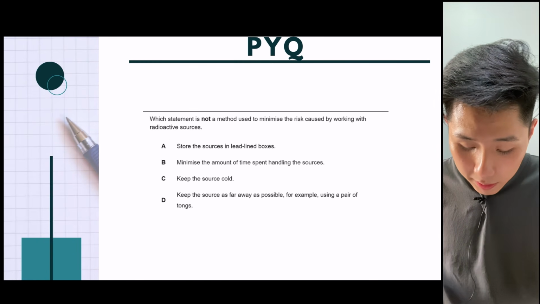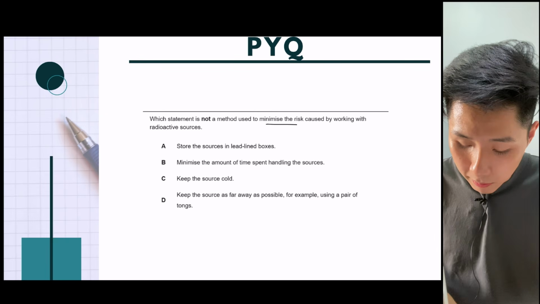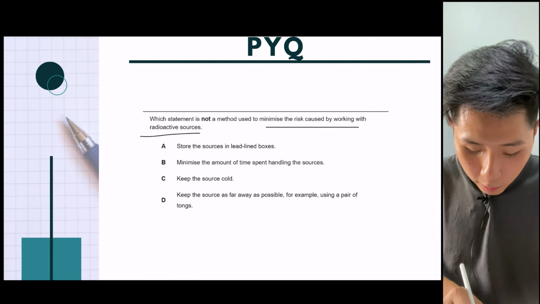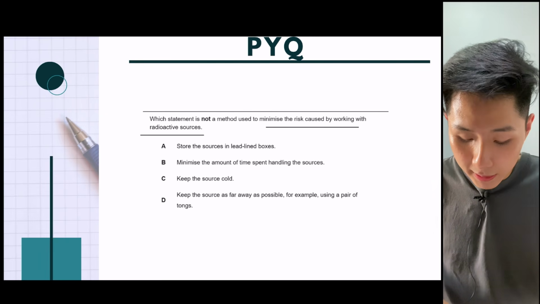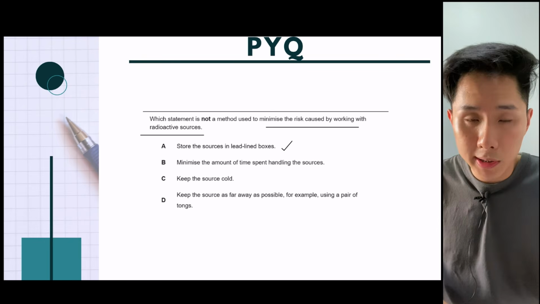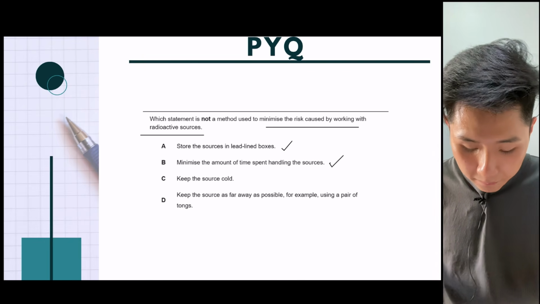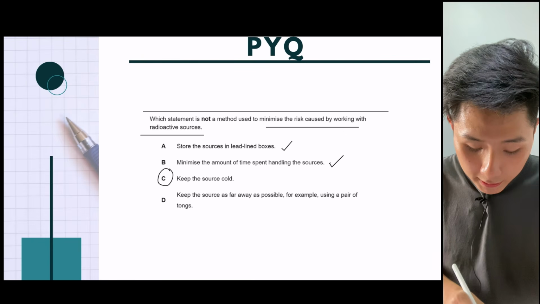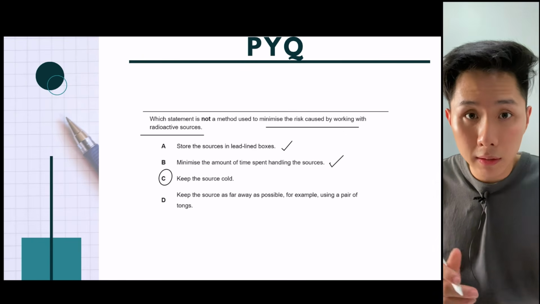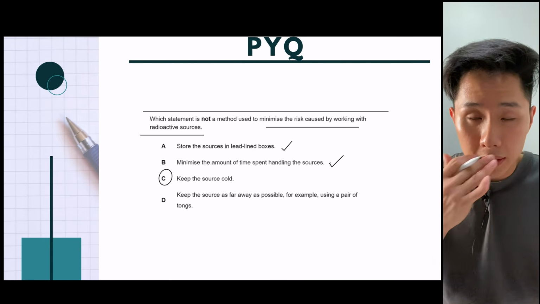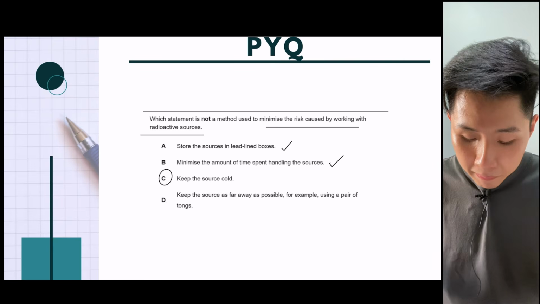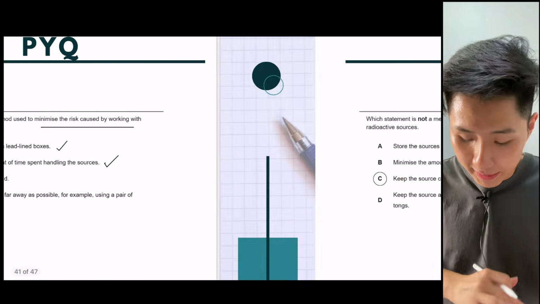Which statement is not a method used to minimize the risk? So store the sources in a lead-lined box. That's correct. Proper storage. Minimize the amount of time spent handling. Yeah, that's correct. Keep the source cool. That's not correct, because we know that radioactive decay, the process, cannot be manipulated by temperature. So my answer is C.